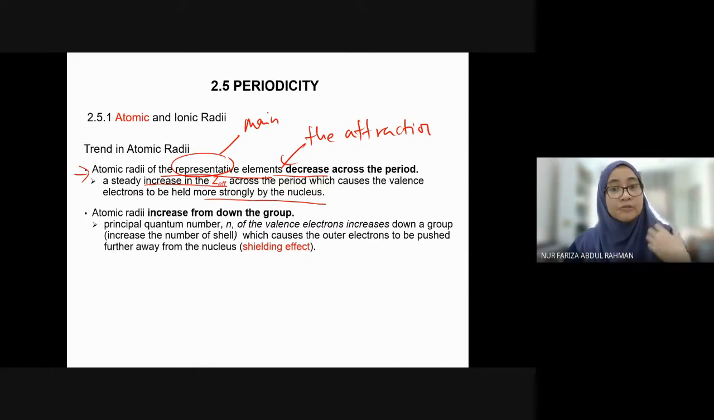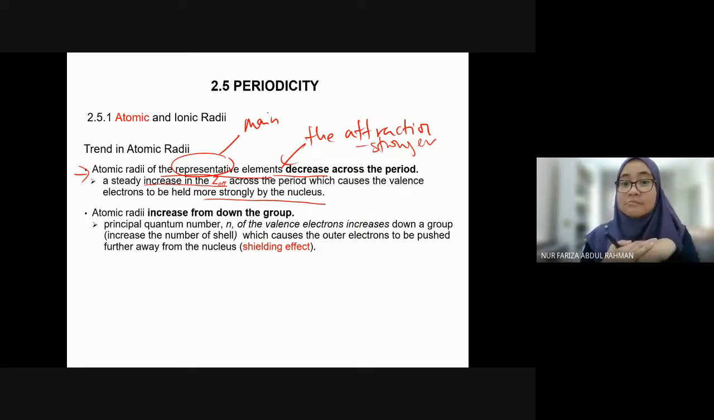Across the period, Z effective increases. And then what happens to the attraction? The attraction between the nucleus and the valence electron becomes stronger. Okay, so the attraction becomes stronger, and the electrons are pulled inward, and cause the size to become smaller. Okay, alright. That is for what we call across the period.